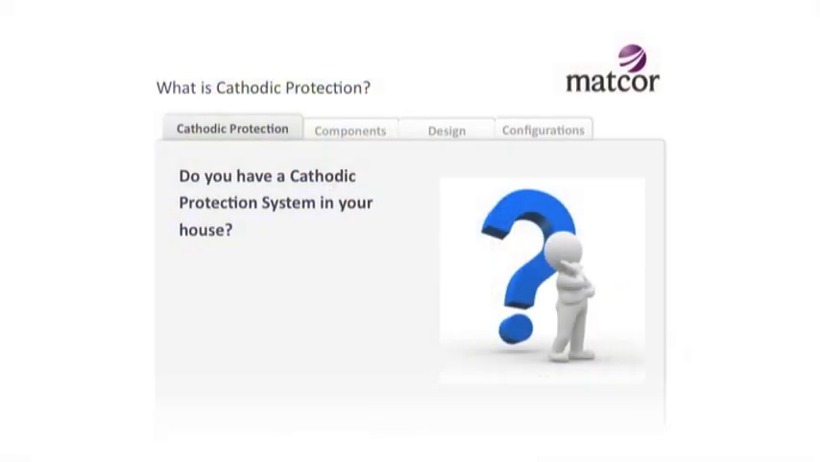Usually at this point of the presentation, I ask everybody, do you have a cathodic protection system in your house? Now those of you who have heard me ask that question, don't raise your hand, but just for grins. Carlos, you're new here, do you know if you have a cathodic protection system in your house? No, not actually. Oh, okay. Is it a water heater?